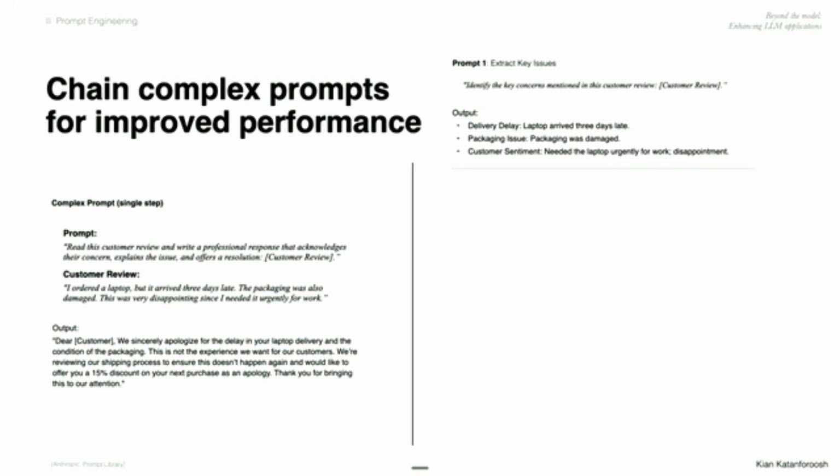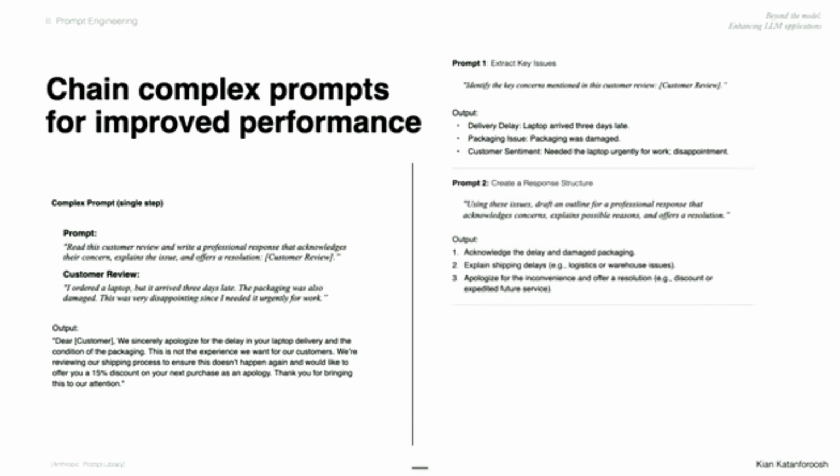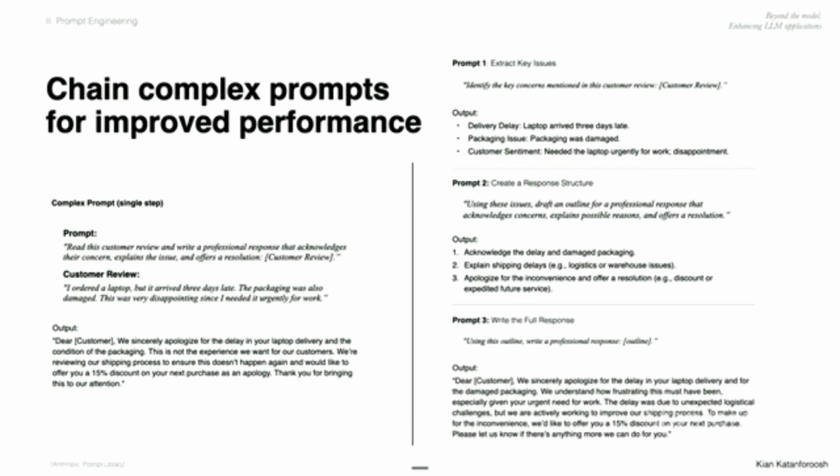Let's say the first prompt is: extract the key issues. Identify the key concerns mentioned in this customer review. Paste the customer review. Second prompt: using these issues, so you paste back the issues, draft an outline for a professional response that acknowledges concerns, explains possible reasons, and offers a resolution. Then it's not prompt number 3, write the full response. So, using the outline, write the professional response. And then you get your final output.